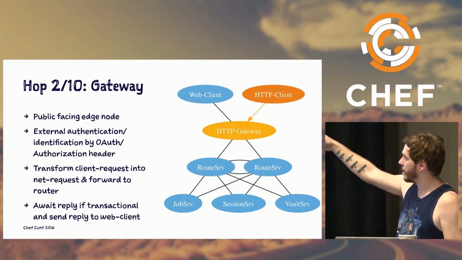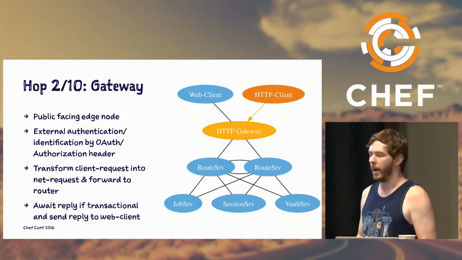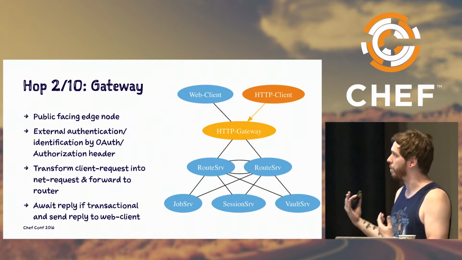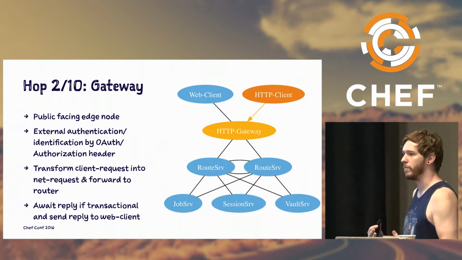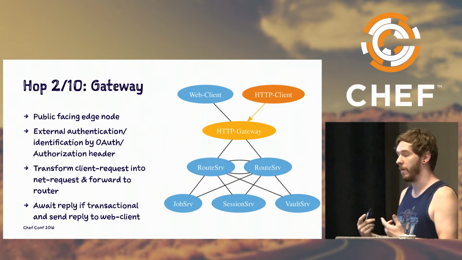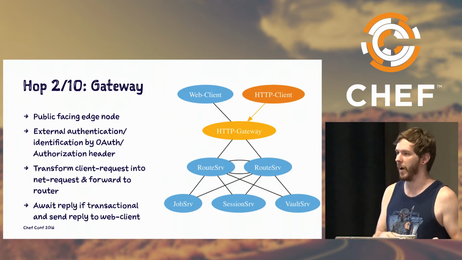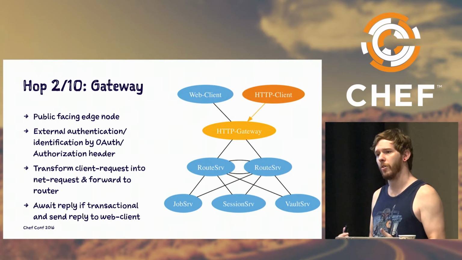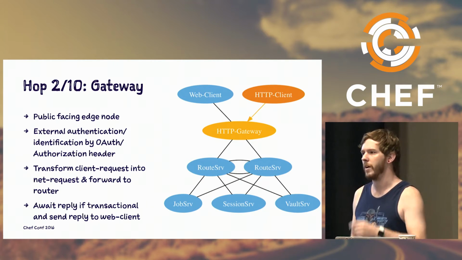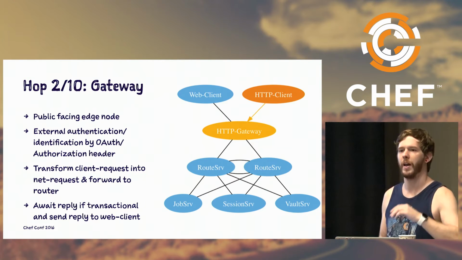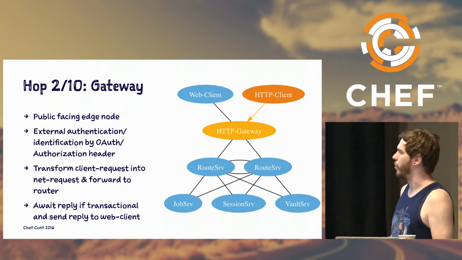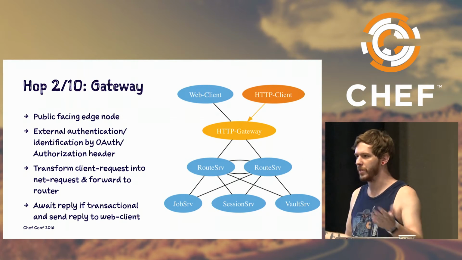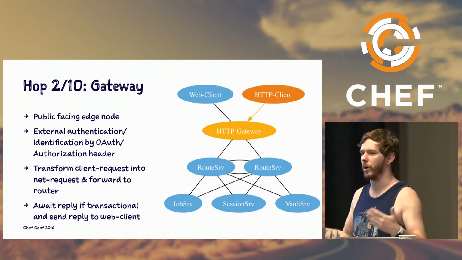So the HTTP client's going to send a message to the HTTP gateway. This is the second hop. Like I mentioned, the REST gateway or the HTTP gateway is the public-facing edge node. It performs external authentication to make sure you're okay to do something or identify you. So we do that with OAuth, and right now we do it through GitHub. So basically, you take your personal access token that you generate from GitHub and you put it into an authorization header and say, this is who I am, and it comes through. We transform your request into a NET request, and then we forward that along to the router. After we forward it along, we sit there and we wait for a response. We call these network transactions.